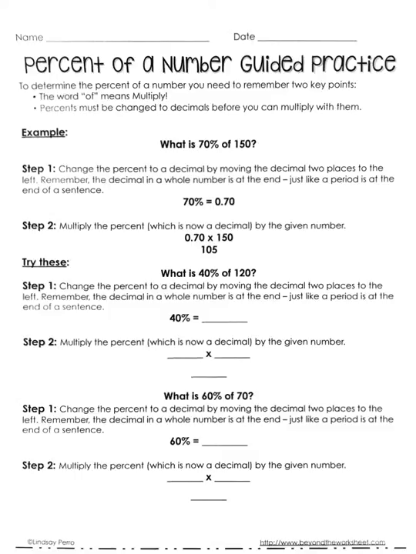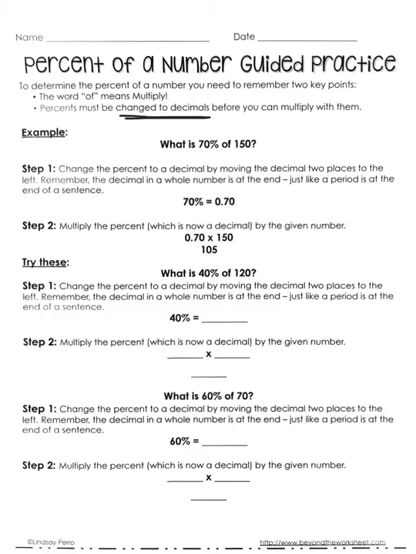So remember, to determine the percent of a number, you need to remember two key points. The word of is going to mean multiply typically, and percents must be changed to decimals before you can multiply them. So that is super important. As we're looking through this, remember we're going to change a percent to a decimal by moving the decimal 2 places to the left or dividing by 100.